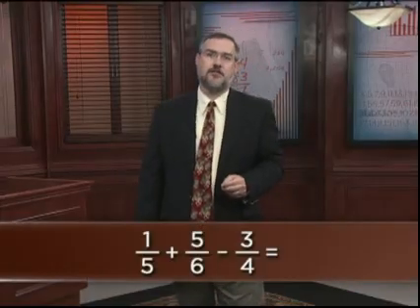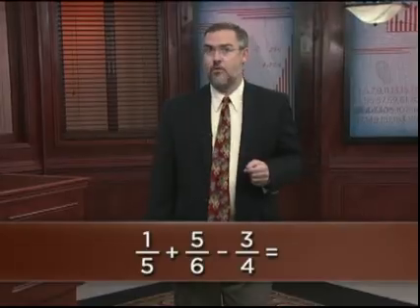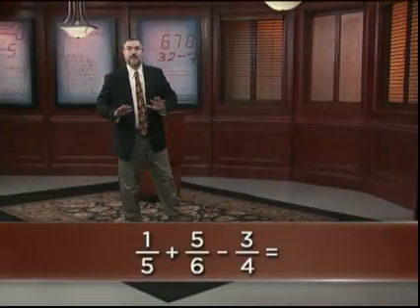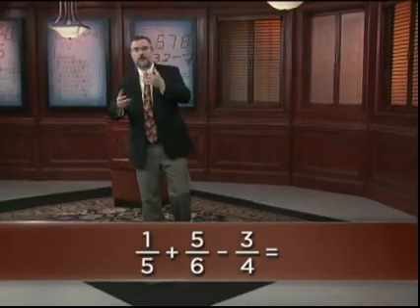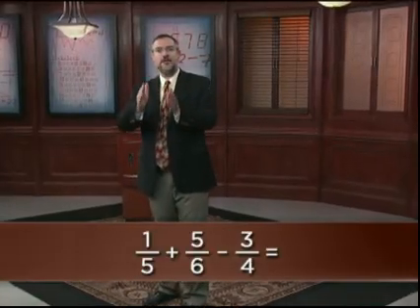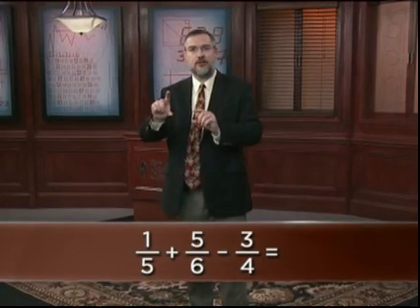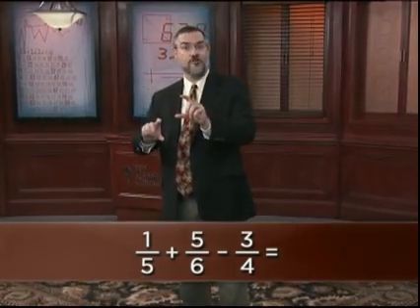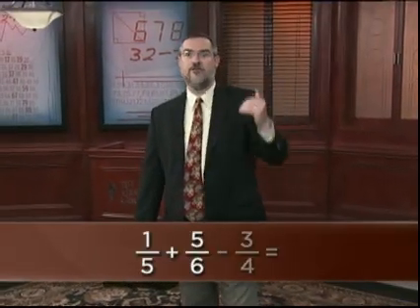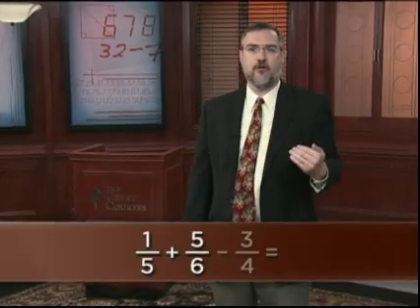Here's the problem. Calculate 1 over 5 plus 5 over 6 minus 3 over 4. Now, I can hear some of you saying, whoa, wait a minute. This is way too tough. How in the world do I handle this mixture? Don't worry about it. We're just going to work one piece at a time, working sort of left to right, if you will, just attacking the problem a little bit at a time. So let's first figure out what 1 over 5 plus 5 over 6 is, and then after we get that answer, we'll subtract the 3 over 4.